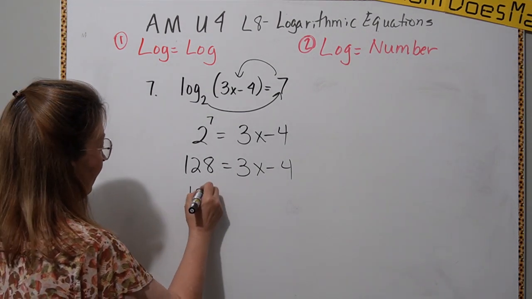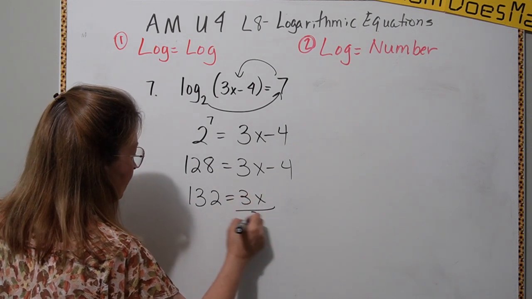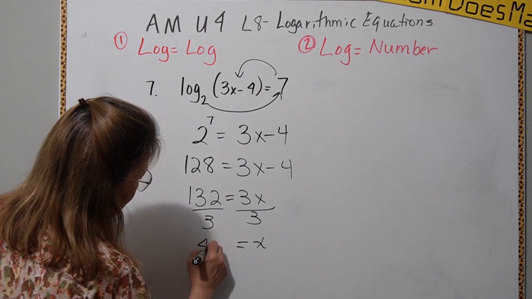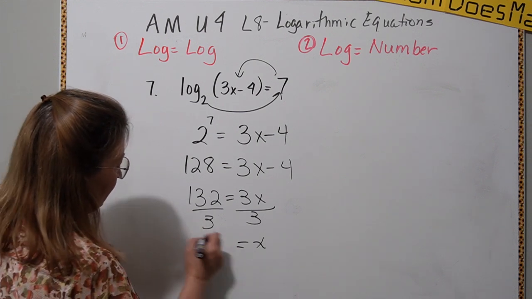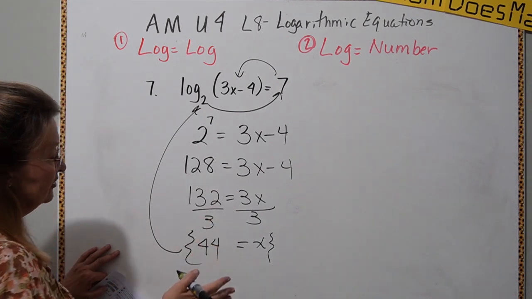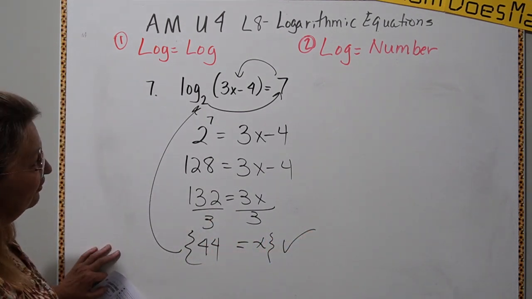Now you have an incredibly simple equation to solve. Add 4 to each side, gives you 132 is equal to 3x. Divide both sides by 3, and you get x is equal to 44. If you plug this in and check for extraneous solutions, you will see that it checks out. So that's all of number 7.